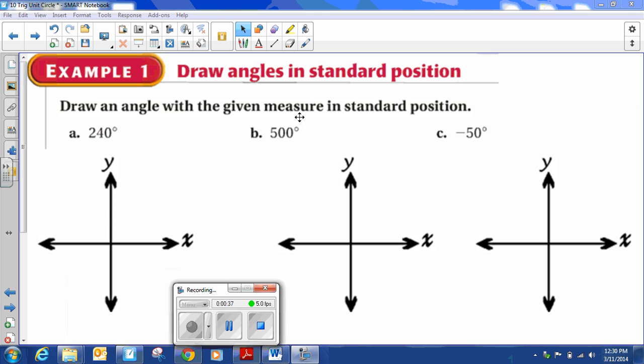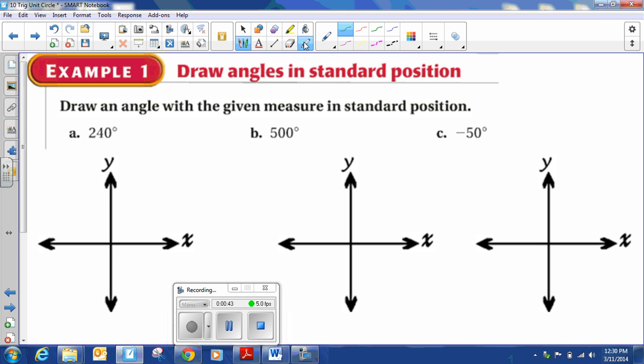Draw an angle with the given measure in standard position. So as you can see, we have 240 degrees. We start here, this is our initial side, our initial ray, and we go around, we go to 90, we go to 180, and 240 is going to be 60 degrees more. Right about here, that's about 240 degrees.